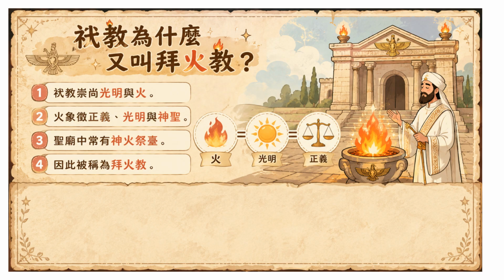Please do not think this means people worshipped fire itself as a god. In this religion, fire was a symbol of light, justice, purity, and the sacred. That is why temples often had a holy fire altar. The picture on the right helps you see this symbol clearly, with the fire placed in front of the temple. So the name fire worship comes from the importance of fire as a symbol.